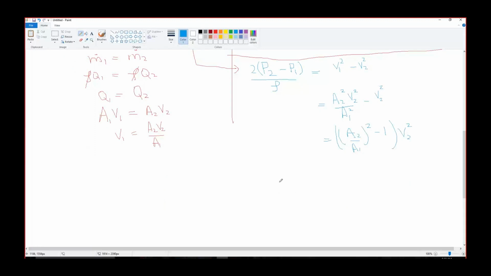Or we can write it as that V2 is basically equal to 2 into P2 minus P1 divided by rho into A2 by A1 square minus 1, and then this whole square root. Clear? Is it clear?